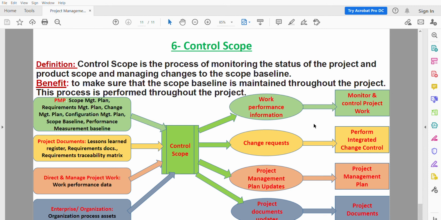This process is performed throughout the project. So you need this process the whole time during the project. And this diagram shows the data flow of this process.